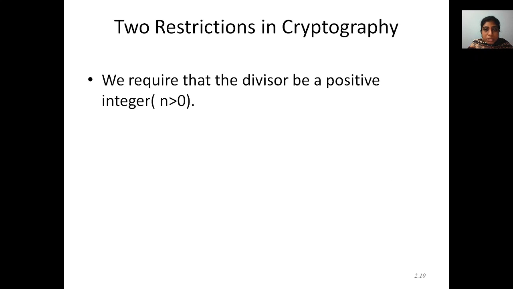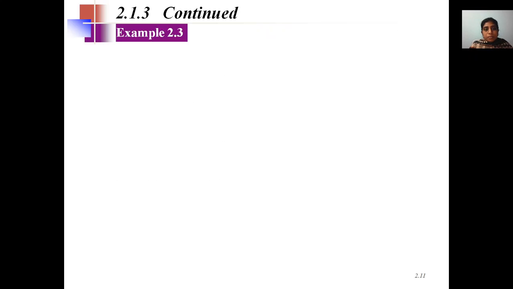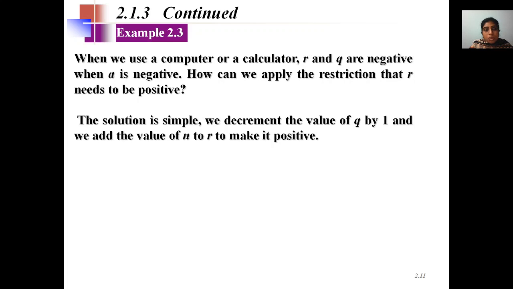There are two restrictions in cryptography. One is that we require the divisor to be positive, so n should always be greater than 0, and the remainder should be greater than or equal to 0. How do we compute if negative values are given? When we use a computer or calculator, r and q may be negative and a is negative. How do we apply the restriction that r must be a positive value?